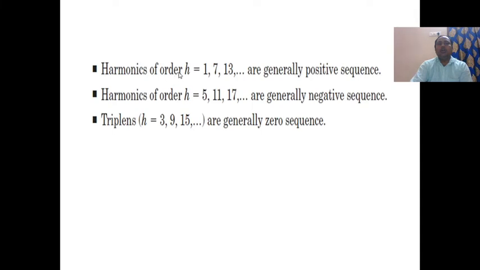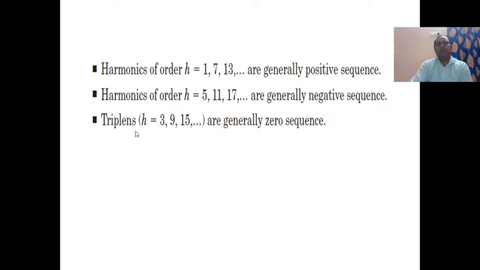In harmonic order, h equals 1, 7, 13. Every 1 plus 6 is 7, 7 plus 6 is 13, and these are generally the positive sequence. For harmonic order h equals 5, 5 plus 6 is 11, 11 plus 6 is 17, and these are generally the negative sequence components. Because of the positive sequence, the motor rotates in the forward direction. Because of the negative sequence, the rotor rotates in the backward direction.